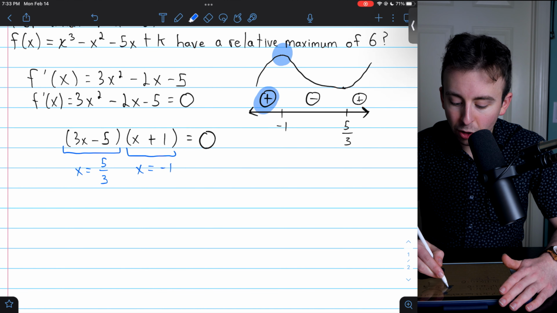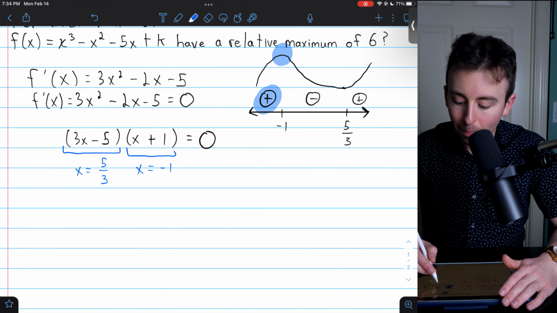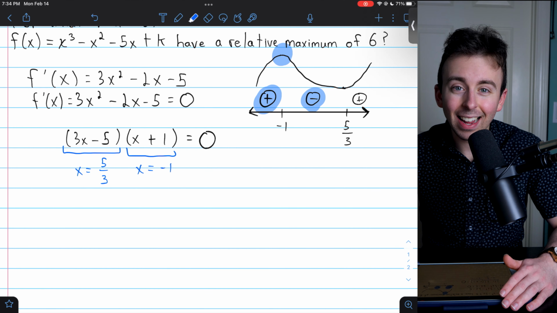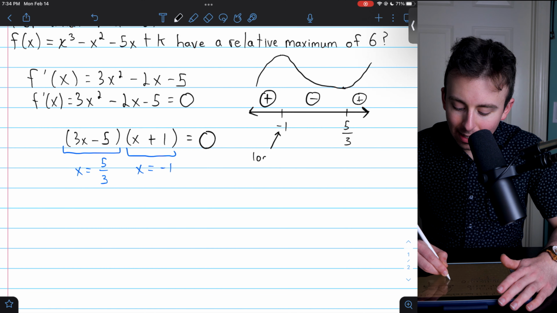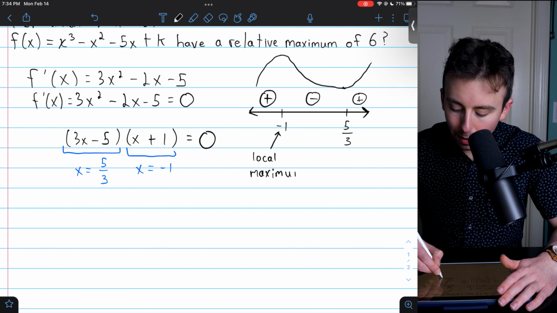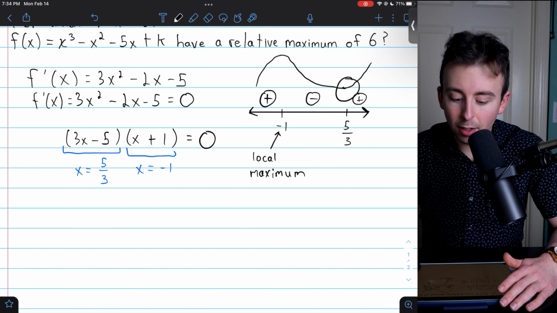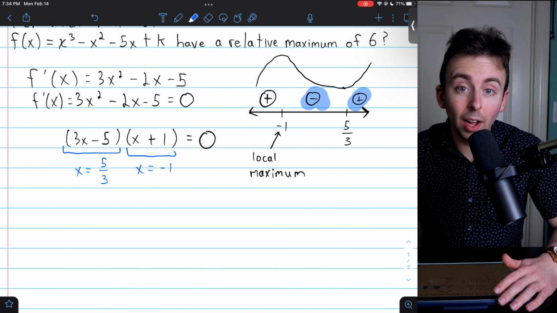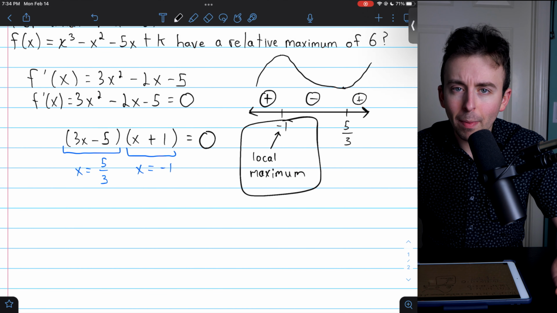Since the derivative switches from positive, which means the function is increasing, to negative at x equals negative 1, that tells us x equals negative 1 is where our local maximum is. And this other piece over here, 5/3, that's clearly going to be a local minimum since the derivative switches from negative to positive. So how do we finish the problem? Well, we know where our local maximum is. It's at x equals negative 1. But what is the actual local maximum?